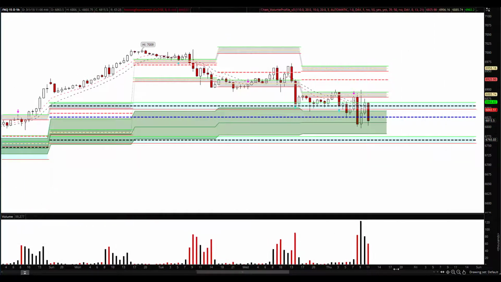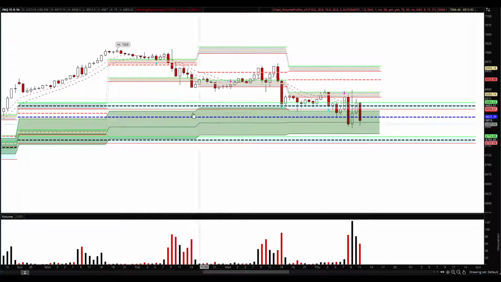This starts to paint a distributive picture. As we trade up through here, we're making some new highs. We retest these highs here, there's no demand, and then prices break down on expanding supply. There are some weak hands there. So let's rally back up and retest it.